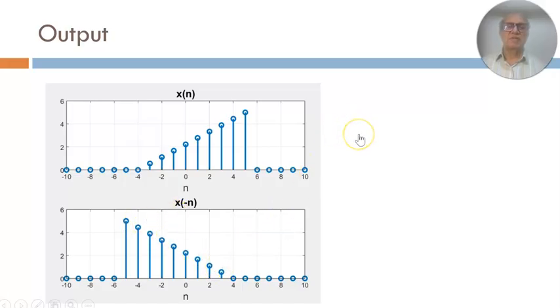So in this session we have studied how to do time shifting for discrete time signals, because last time we had studied only continuous time, and then we have studied time inversion for both continuous time and discrete time signals, and that's all in this session.